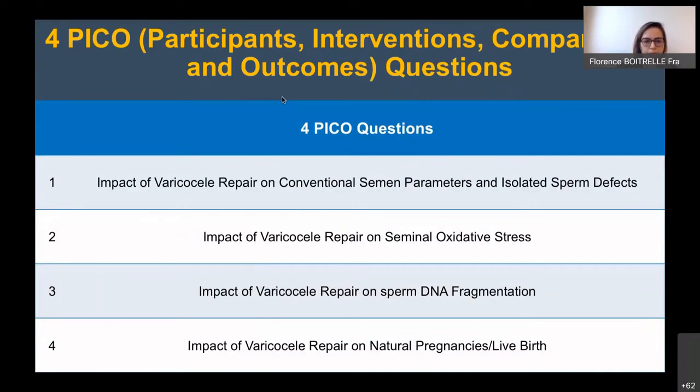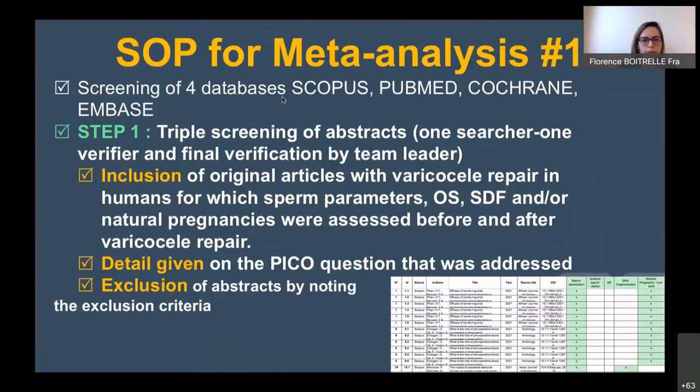Does varicocele repair have an impact on conventional semen parameters and on isolated sperm defects? The second question was, does varicocele repair have an impact on seminal oxidative stress? The third question was, does varicocele repair have an impact on sperm DNA fragmentation? And finally, does varicocele repair have an impact on natural pregnancy and live birth? To answer these 4 big PICO questions, where P is for participants, I for interventions, C for comparison, and O for outcomes, we used one SOP.